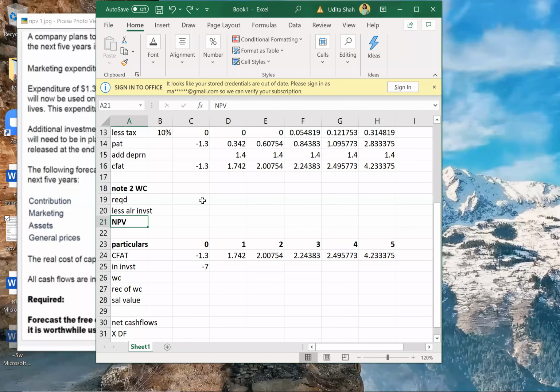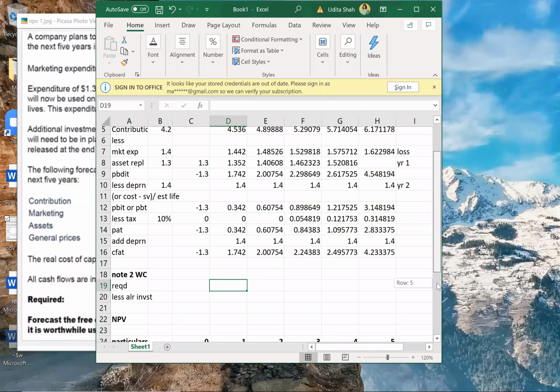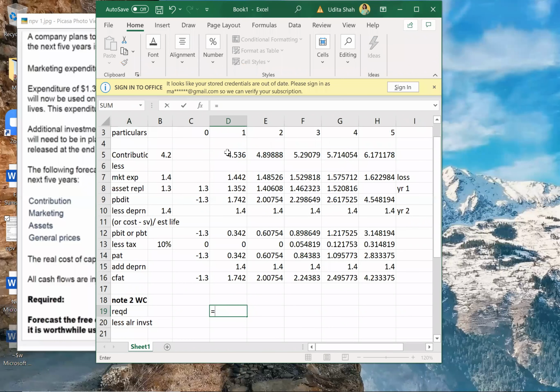So what is the requirement of working capital? It is 10% of contribution each year. I'll start with year one. Required is 10% of contribution. So this was my contribution into 0.10. That is the requirement, for years 1, 2, 3, 4, 5. Where to write that? We'll do it later. First, let us at least calculate the working capital.